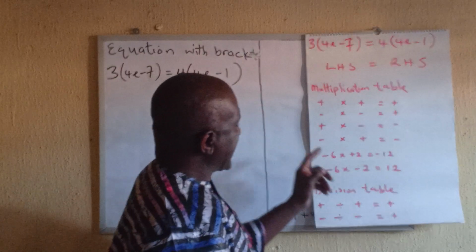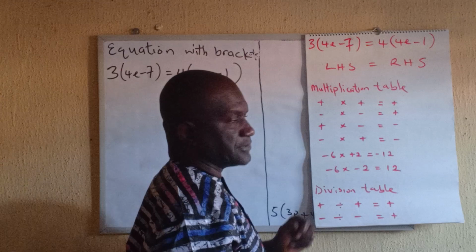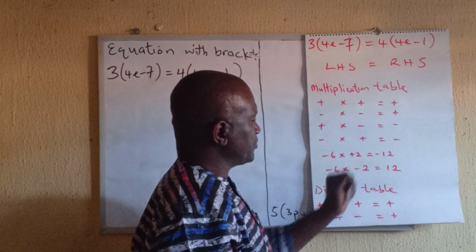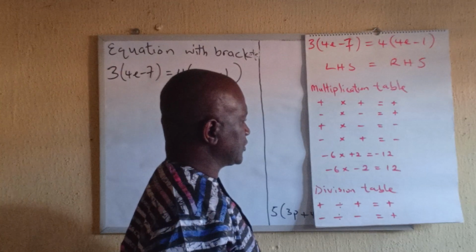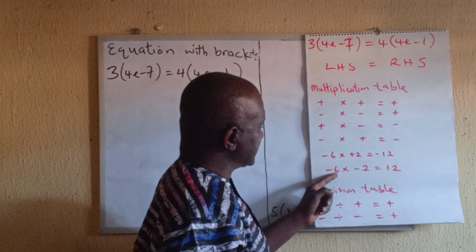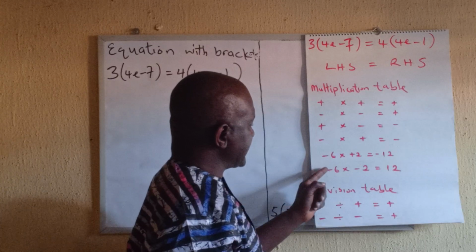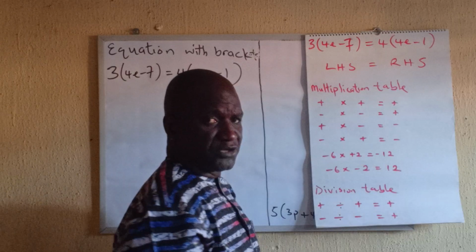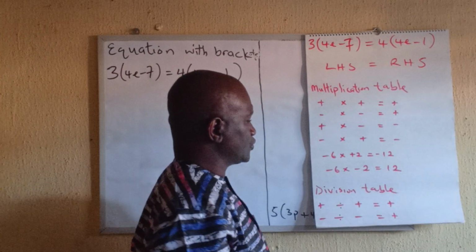So look at here. I have minus 6 times plus 2. And we all know that 6 times 2 is 12. So that means minus times plus is minus. So the answer now will be minus 12. In other words, minus 6 times plus 2, the answer will be minus 12. The same thing too here. If I have minus 6 times minus 2, because here is minus and here is minus, minus minus will give you positive, so the answer will be plus. So minus 6 times minus 2, the answer will be equal to plus 12.